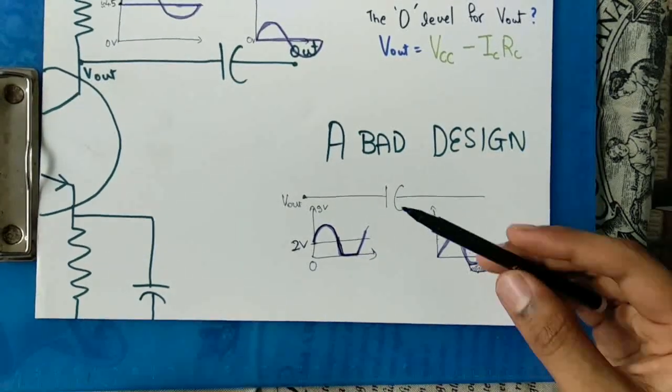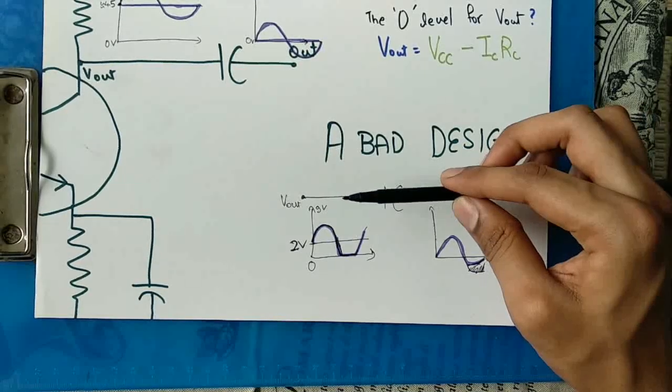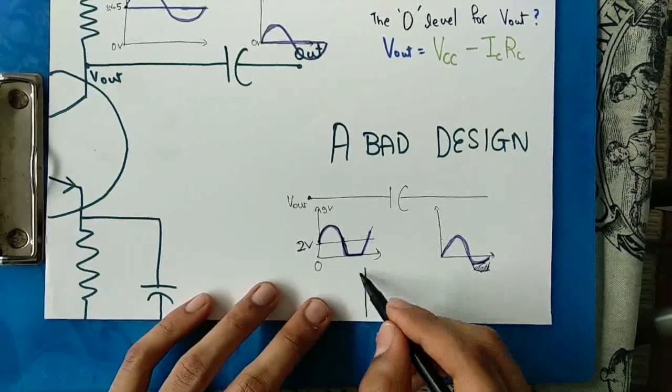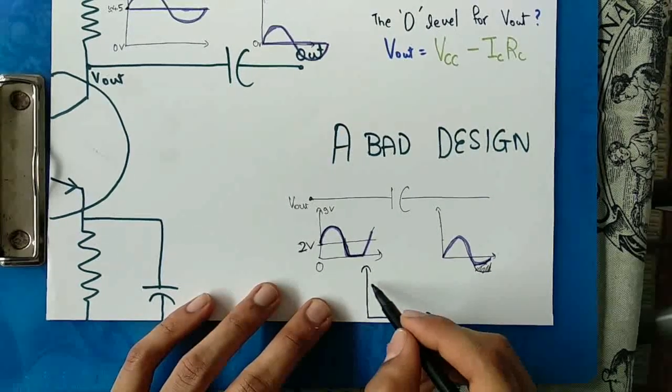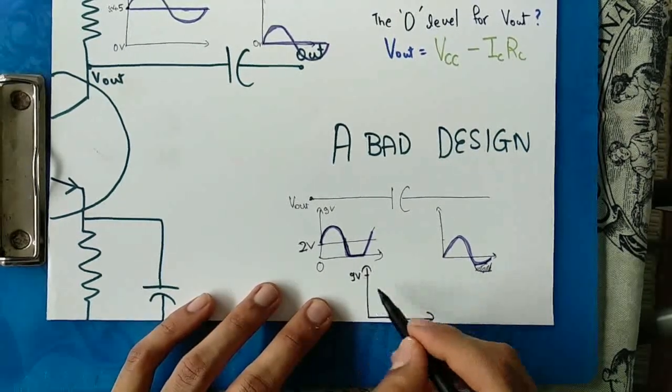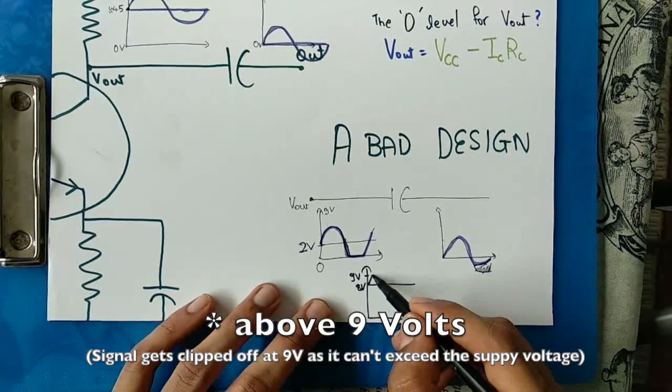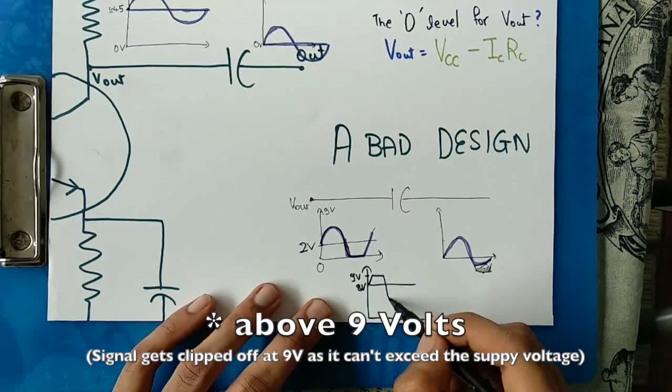By the very same logic, you can't have something like this as well. If this is 9 volts, you can't have a signal at 8 volts and then expect this signal to go above 8 volts. It will be clipped off right here.